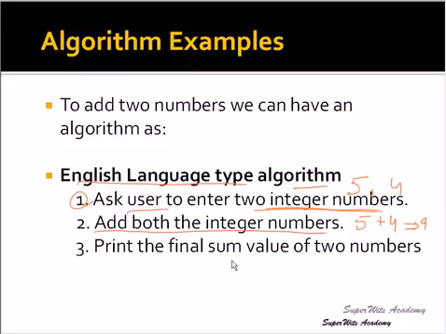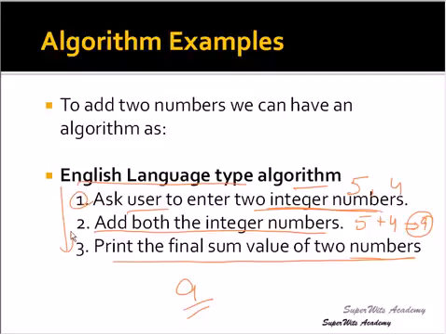Now finally you need to provide some output. So you need to print the sum value of the two numbers, and that is 9. So you print 9 at the end of the algorithm. So you specified that this must be the flow: first ask the user, then add, then print. You cannot say that before asking the user for two integer numbers you can add two numbers. So this flow is to be maintained, otherwise there is no meaning for this algorithm. So this is the one type.